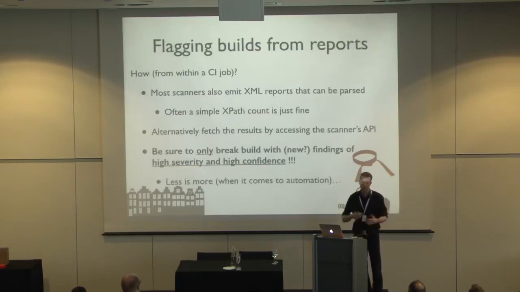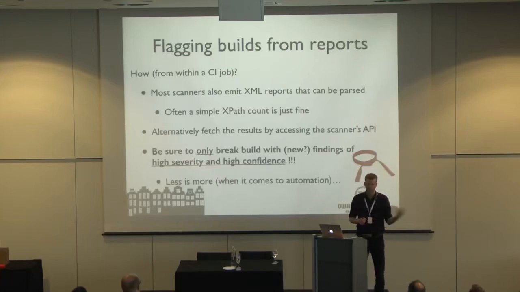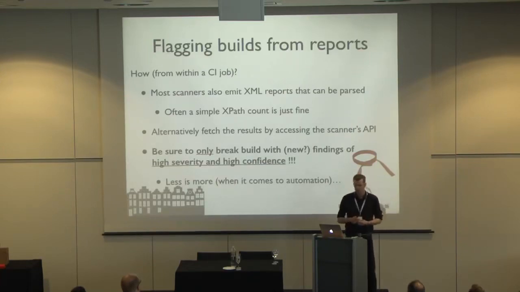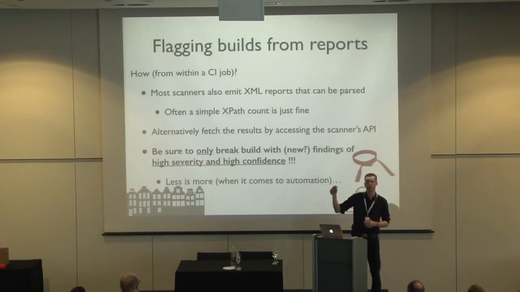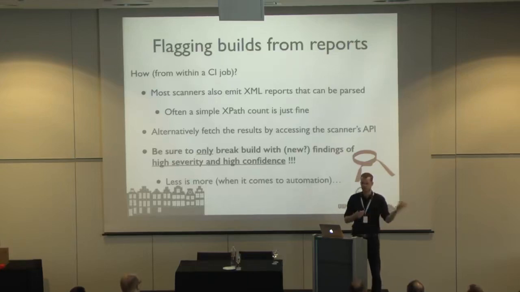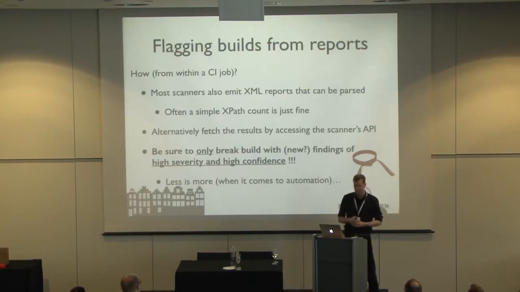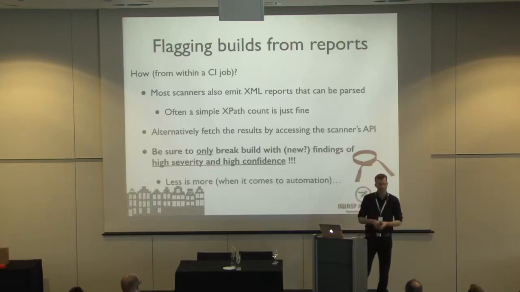So how can this be done in a CI job? Most scanners emit XML reports that you can parse instead of the human readable HTML report. Often a simple XPath expression is definitely fine, which you can use just to count whether we have some high severity and high confidence level ranked vulnerabilities, and if we do, break the build. But be sure to only break the build with really high confidence level findings, otherwise this could backfire if you're flooding the developers with broken builds due to lots of false positives. So sometimes when it comes to automation and breaking builds, less is more.